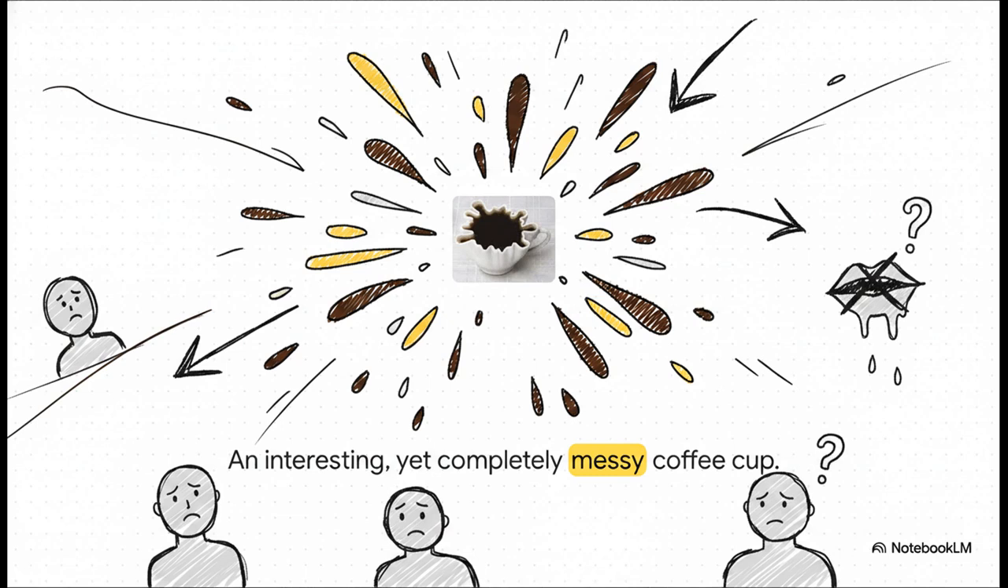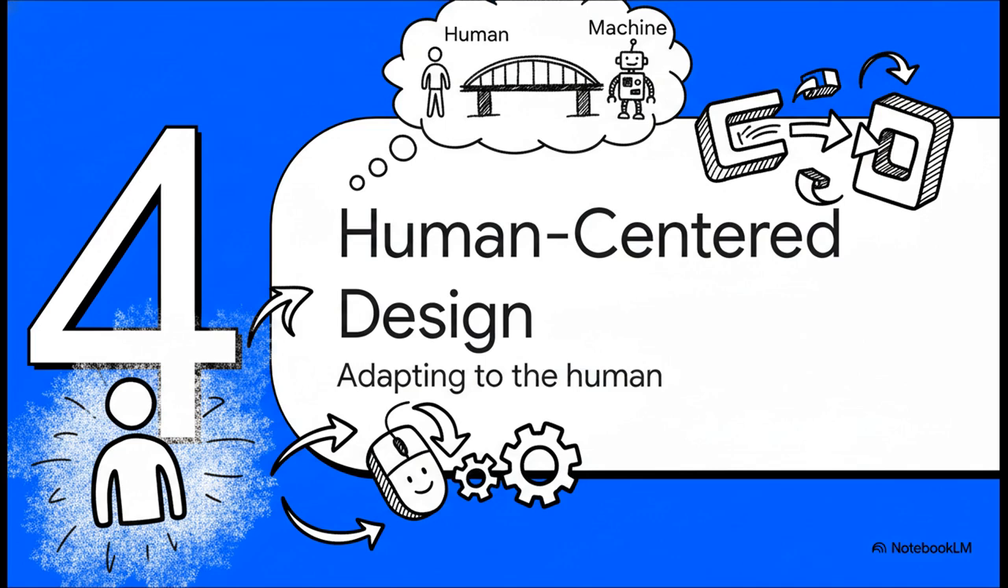Just imagine actually trying to drink from this without spilling coffee all over your shirt. It fails entirely because its design completely ignores the physical reality of how a human mouth and liquid actually work. It lacks basic usability. Section 4. Human-centered design principles. Adapting the machine to the human.